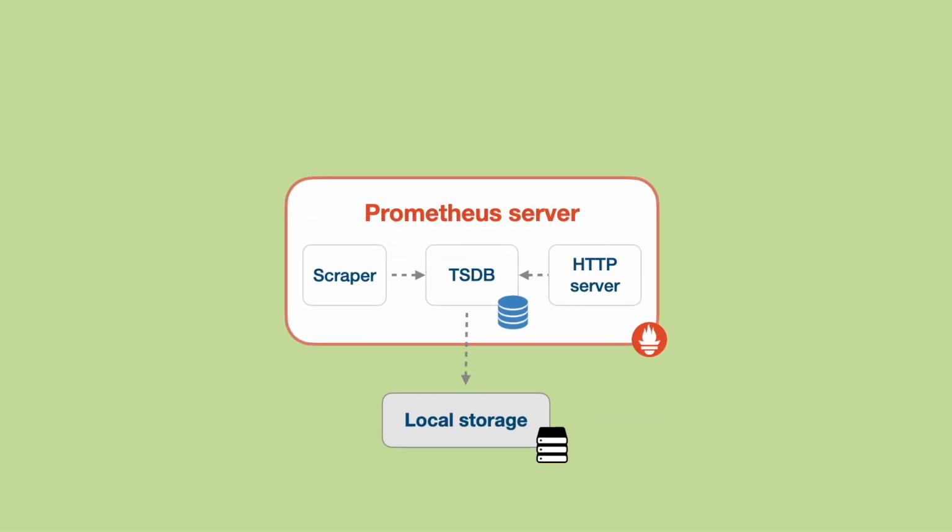Prometheus is an open source monitoring and alerting system designed for distributed applications. At the core of the system is the Prometheus server. It periodically scrapes metrics from configured targets and stores them as time series data in its built-in time series database, which is stored locally on disk. Prometheus also exposes an HTTP API, which allows you to query metrics and integrate with dashboards and other tools.